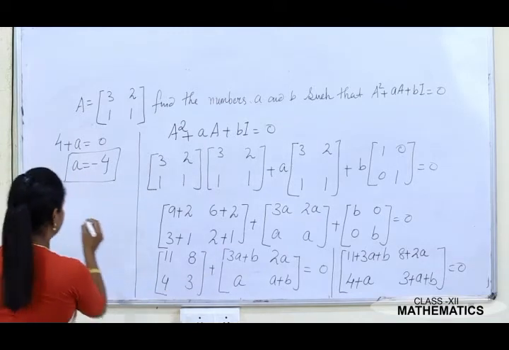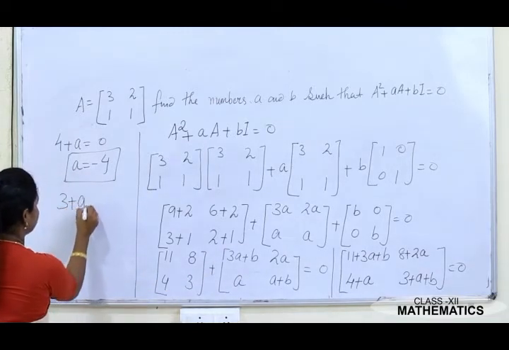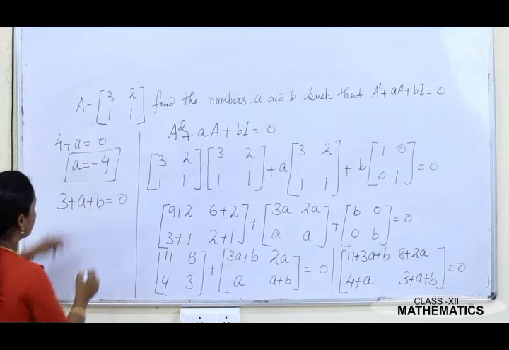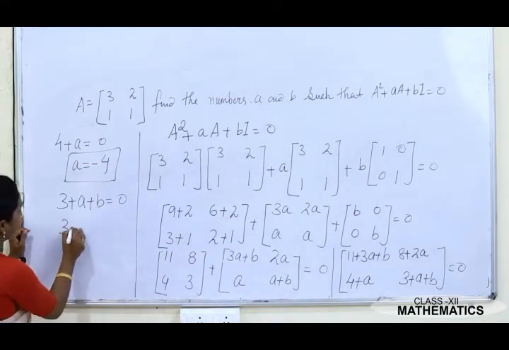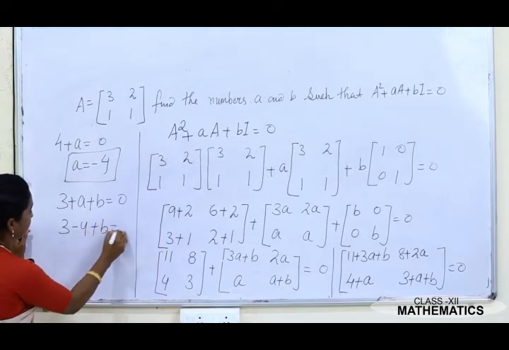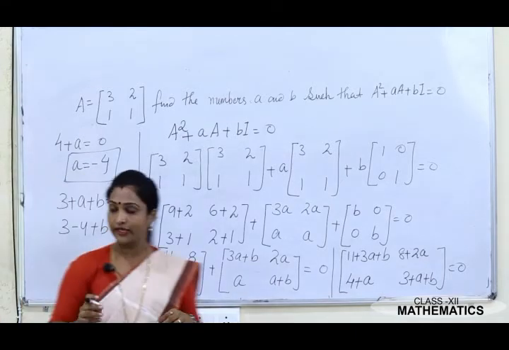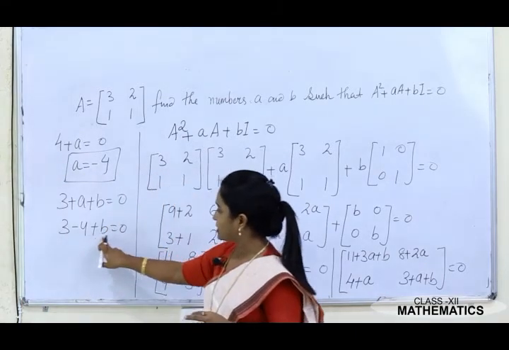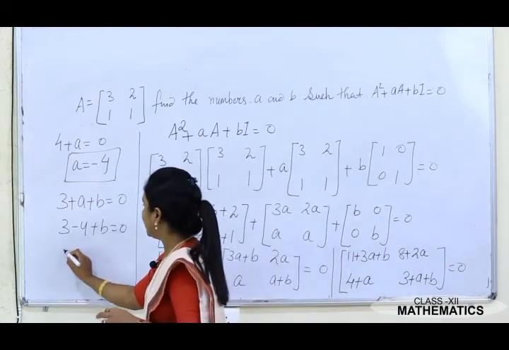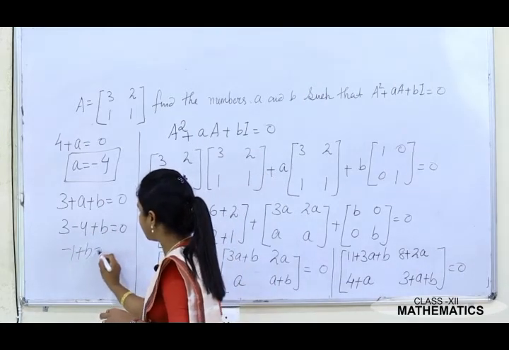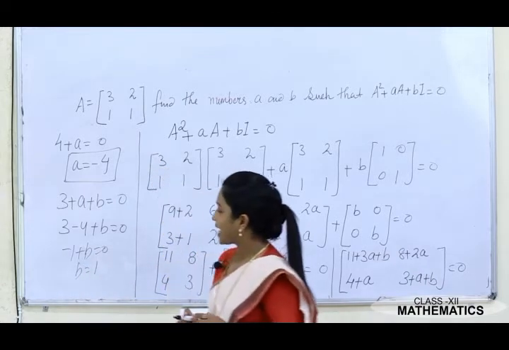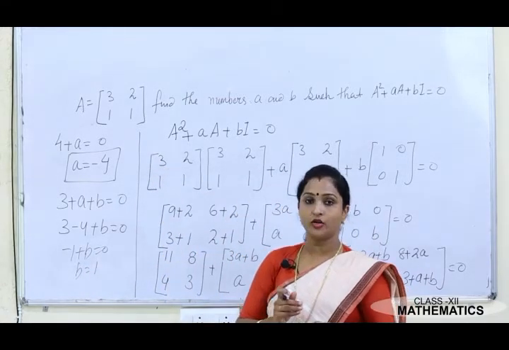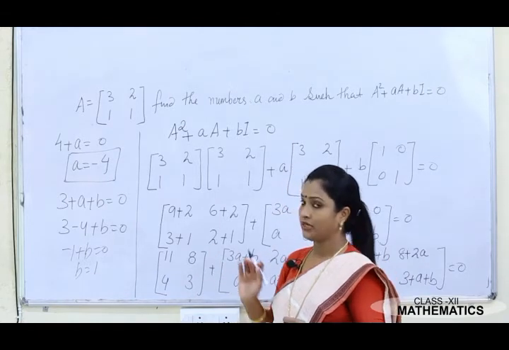Now we'll take one more equation, 3 plus a plus b is equal to 0. Substitute the value of a as minus 4. So it is 3 minus 4 plus b is equal to 0. What do you get here? 3 minus 4 plus b is equal to 0. That means minus 1 plus b is equal to 0. That means b is equal to 1. So what is the answer you got for this? a is equal to minus 4 and b is equal to 1.